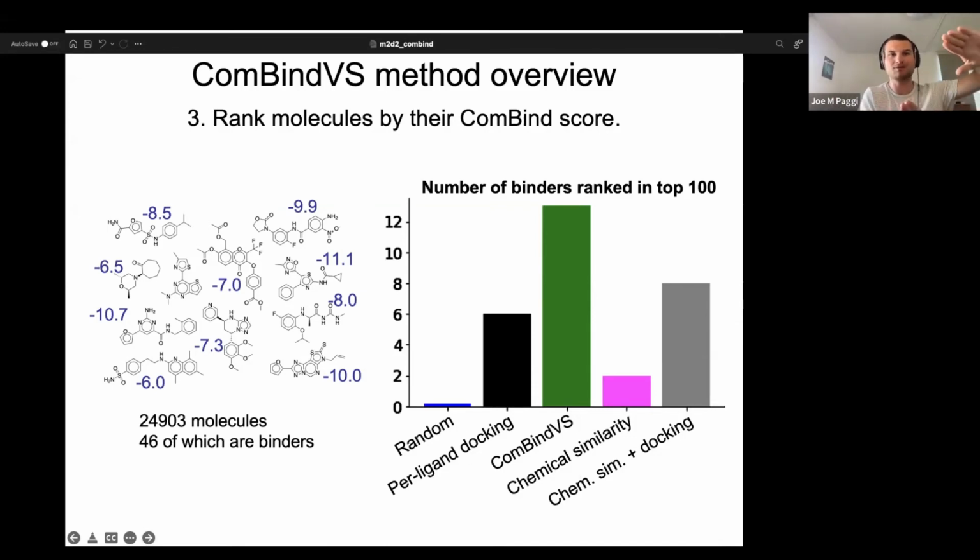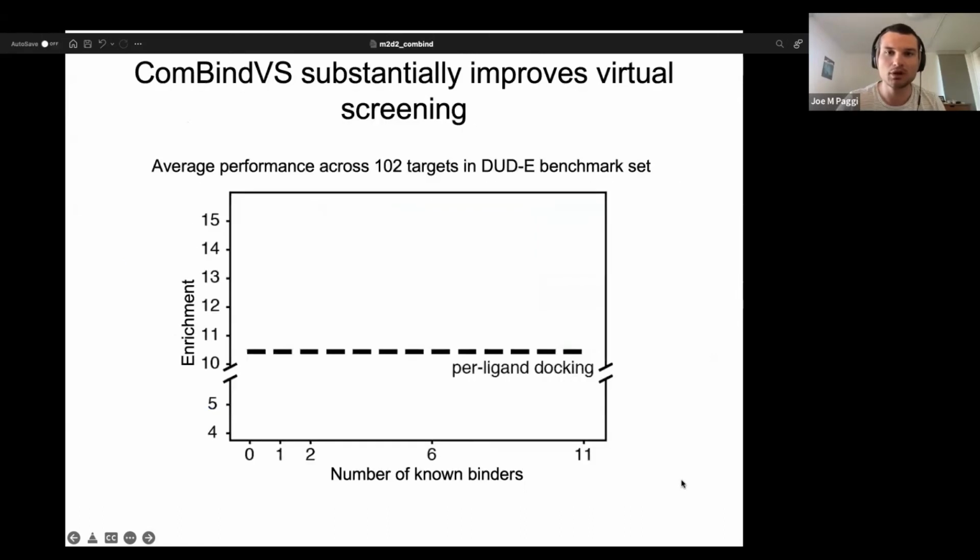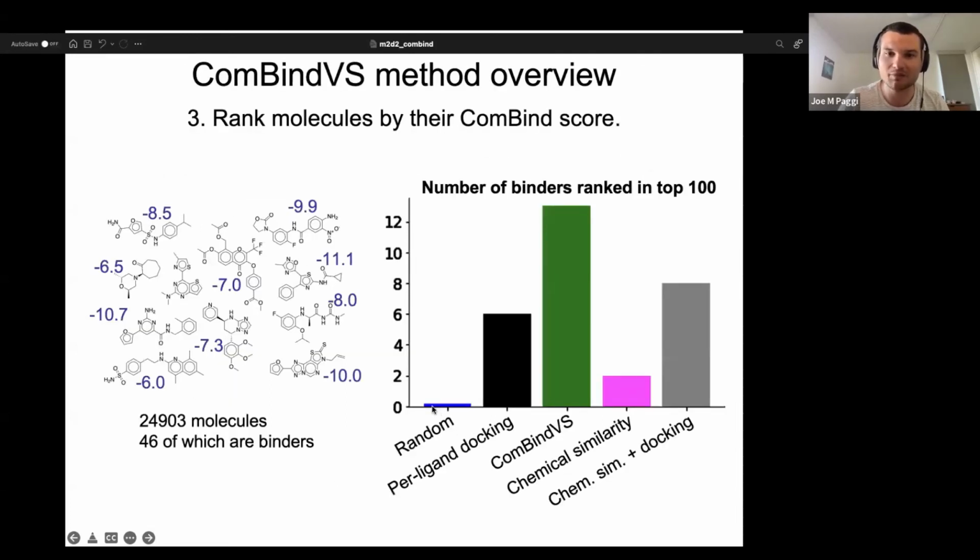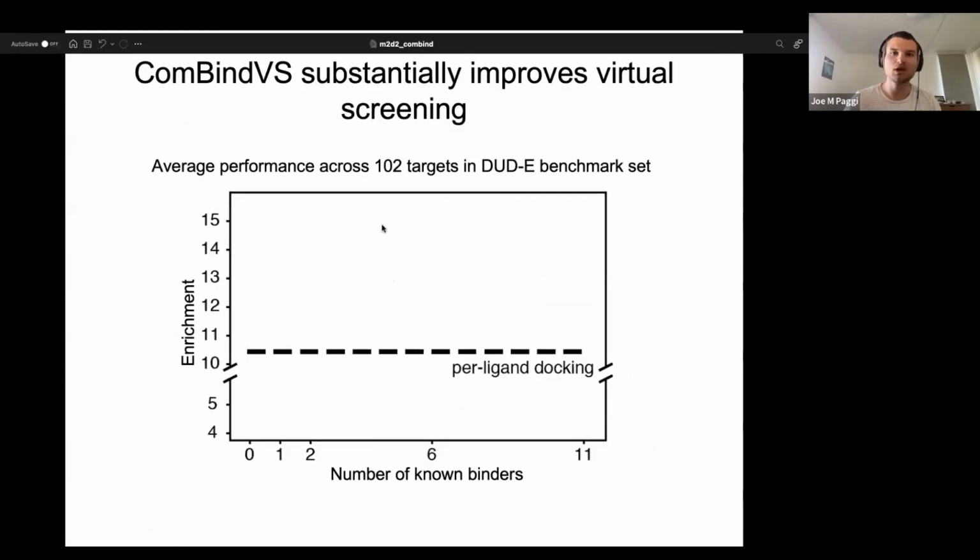So you kind of have two parallel trunks, and then you add them together at the end. Right. So I should mention, now I'm going to share some aggregate results. Here we're going to look at the enrichment factor, which is basically the ratio of how many binders each method picks out over the random baseline. And here I looked at 102 targets in the DUDE benchmark set.